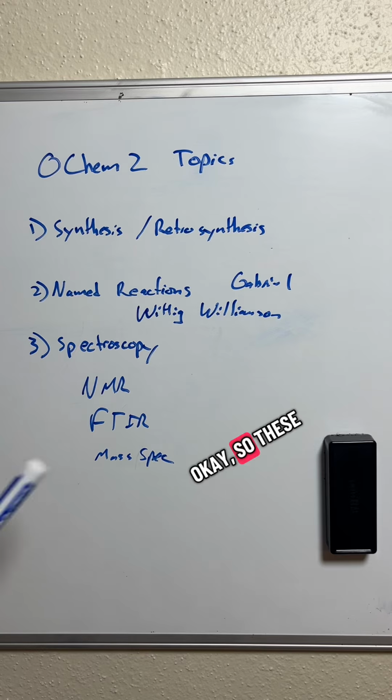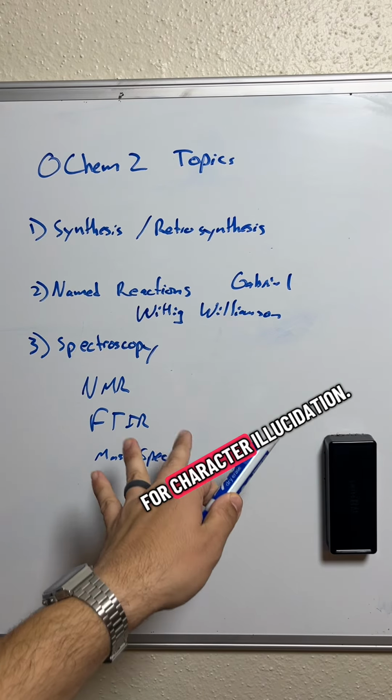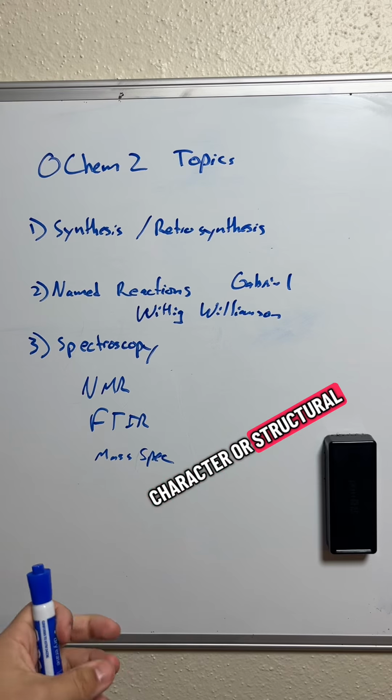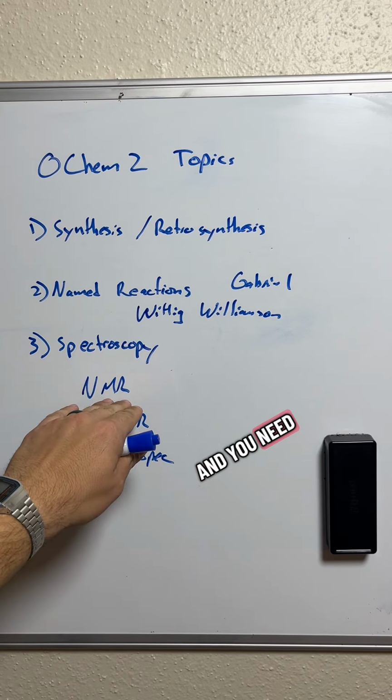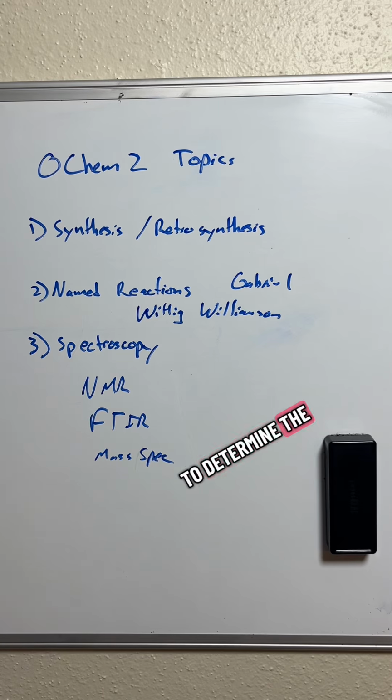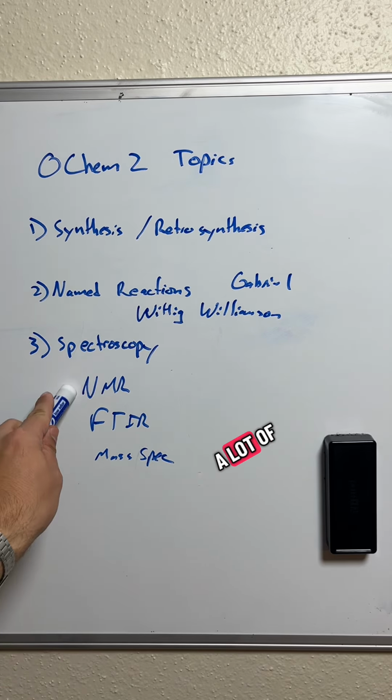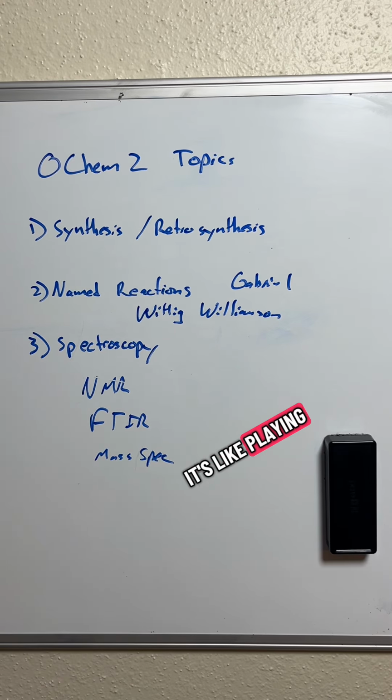Okay, so this is for character elucidation, structural characterization, and you need to use these to determine the structure of a molecule, and you're going to have to use all of these to determine the structure of a molecule. And this is what really trips a lot of people up, because this stuff, it's like playing murder mystery. You got to figure out what the molecule is.